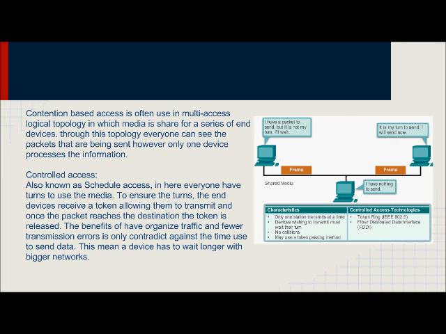The other method is controlled access, also known as scheduled access. In here everyone has a turn to use the media. To ensure the turns, the end device receives a token allowing it to transmit, and once the packet reaches the destination, the token is released. The benefits of having organized traffic and fewer transmission errors are only offset by the time used to send data. This means the device has to wait longer in bigger networks.